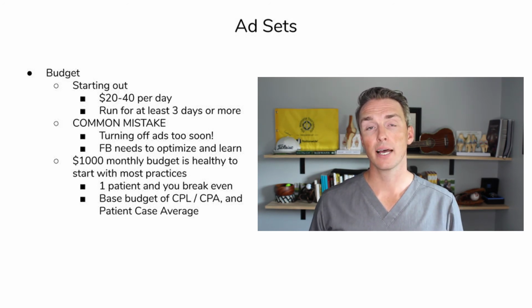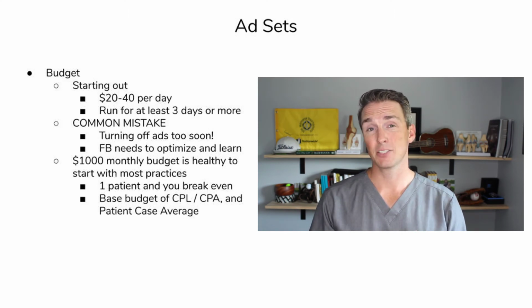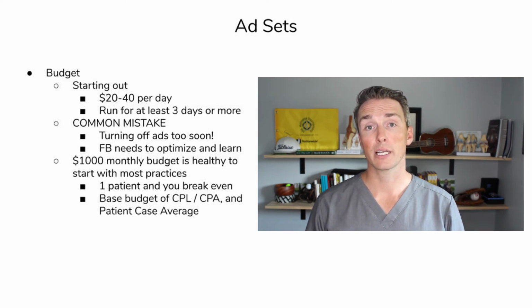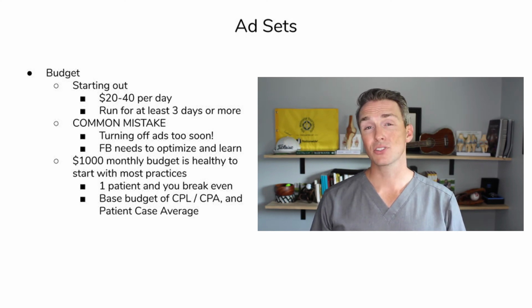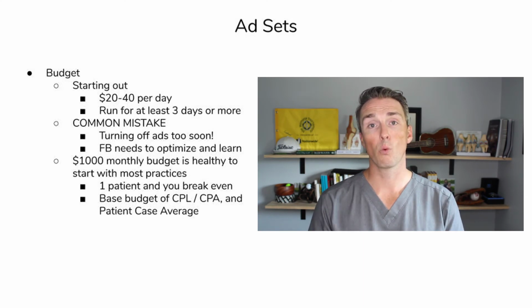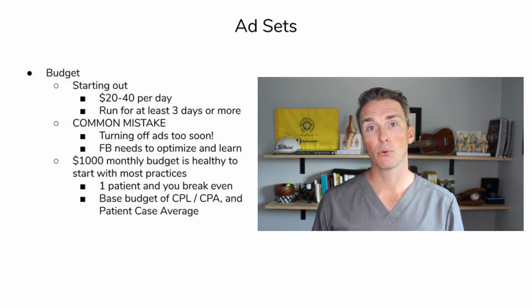$1,000 a month is a very healthy budget to start with for a new patient campaign, for any specific venture or any specific objective that you're trying to market for. That ends up being, again, about $20 to $40 a day, depending on what you're doing. Remember, in most practices, depending on what type of practice you have, $1,000 for one new patient is going to be your break-even point. So you only need one new patient from that campaign objective or venture, and you're back to your break-even point. Anything after that is going to be profitable.